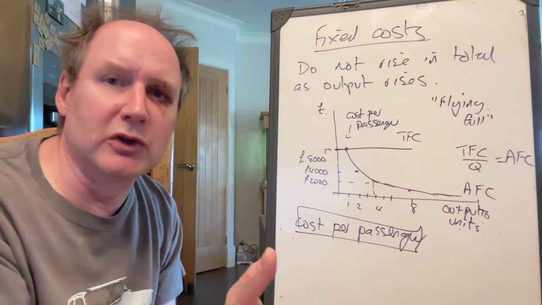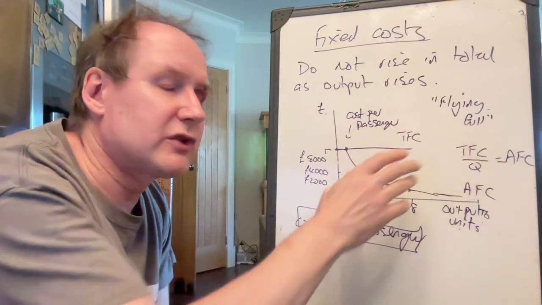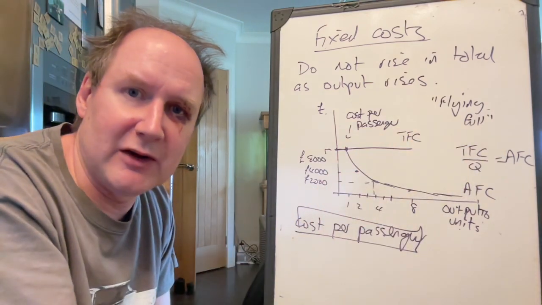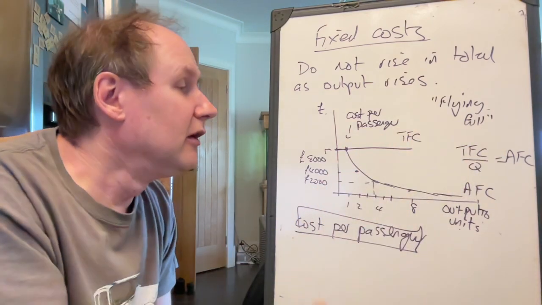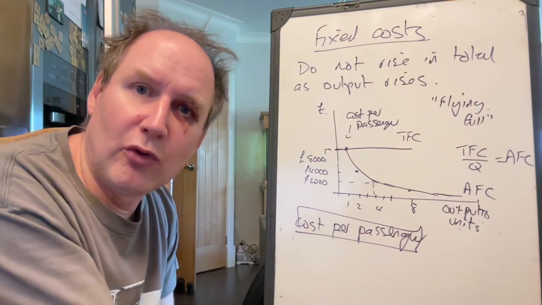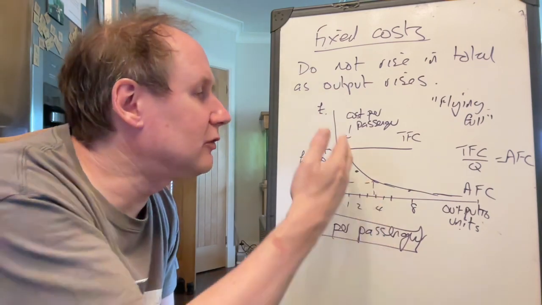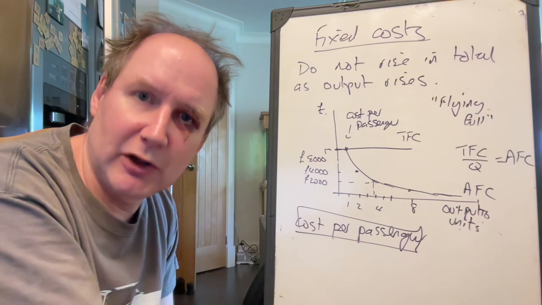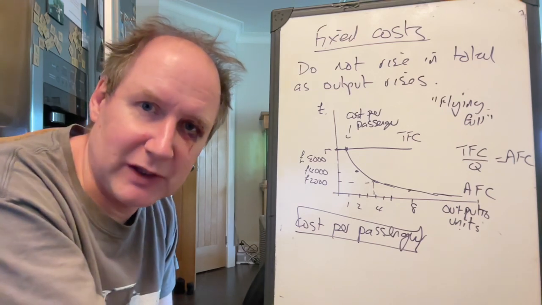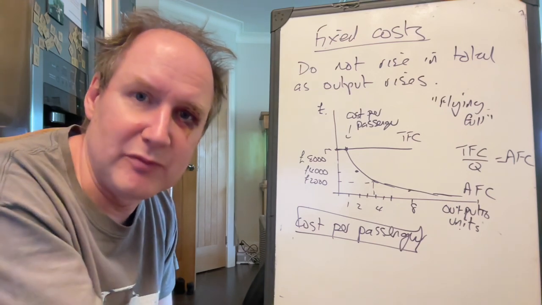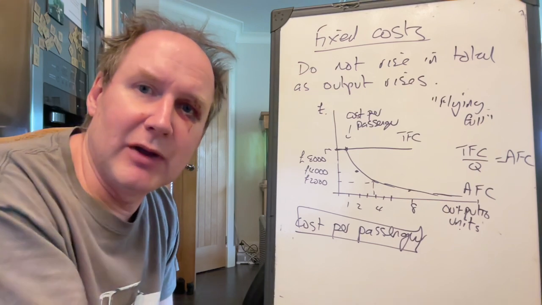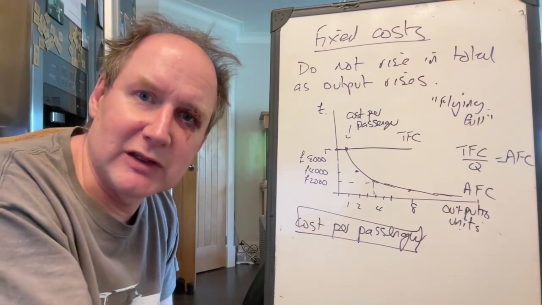So there are two costs here. There's your overall total fixed cost, that doesn't vary according to output. But obviously, if you have more units, then you can spread that fixed cost over a number of passengers, a number of units, a number of products. And that's going to be important when you're thinking about setting your price.